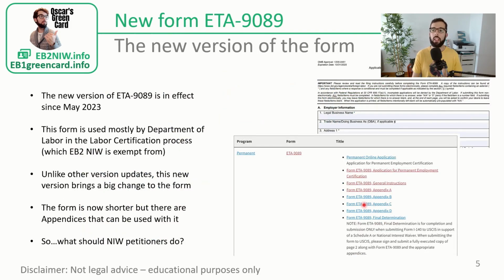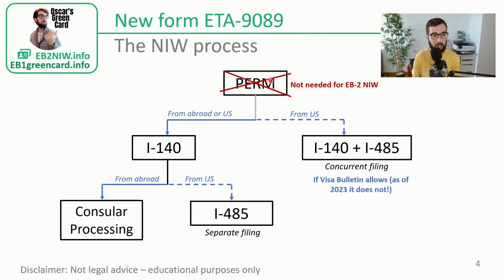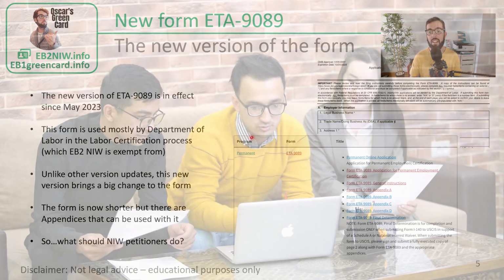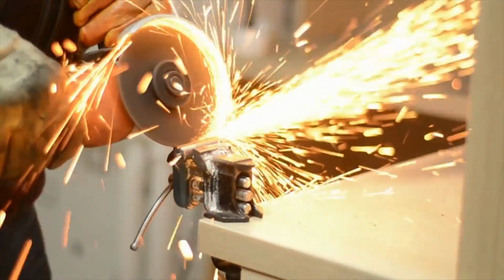So, the new version of the form, ETA-9089, has come out in May. I actually have a blog post that I will leave a link to in the description below, where I talked about that even before the change was in effect. But I was waiting to make this video until we have more news from the USCIS side, because the Department of Labor uses this form for that PERM process that I was talking about earlier. But USCIS really needs us to include it for the NIW.